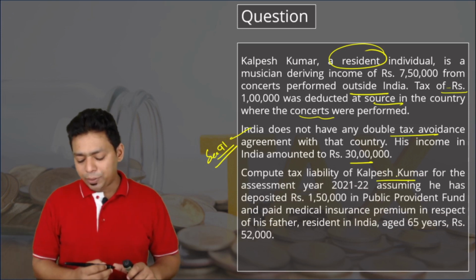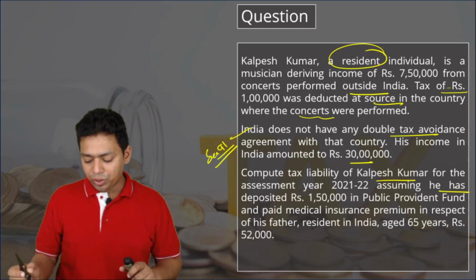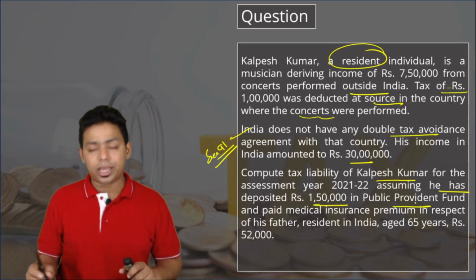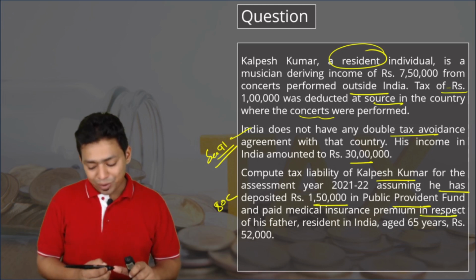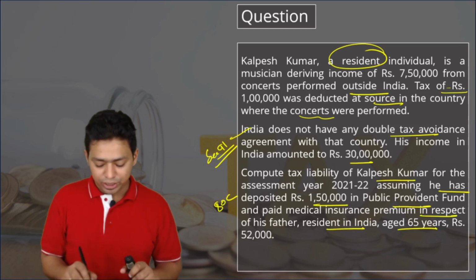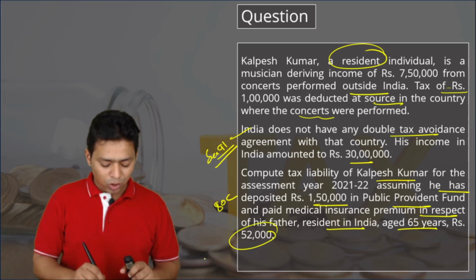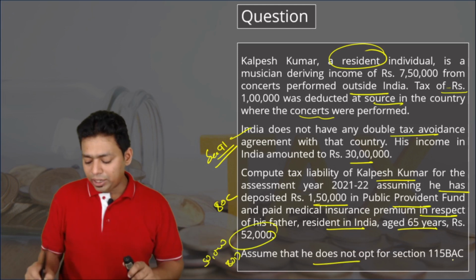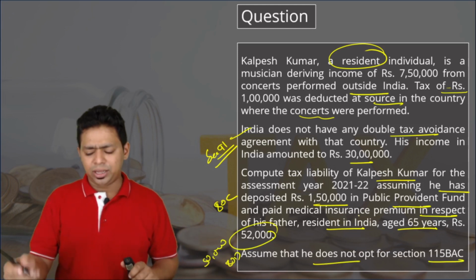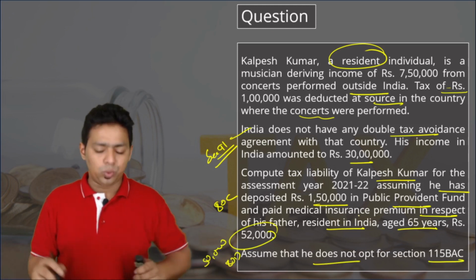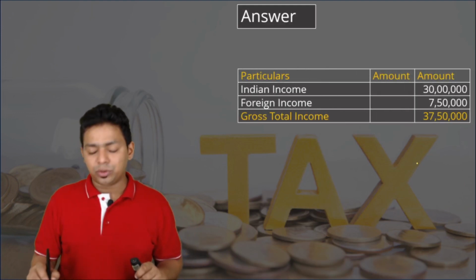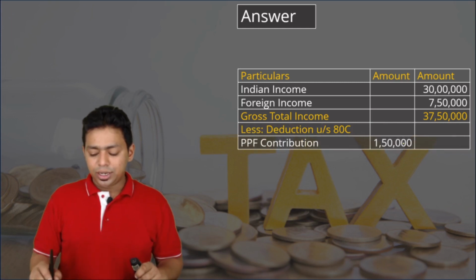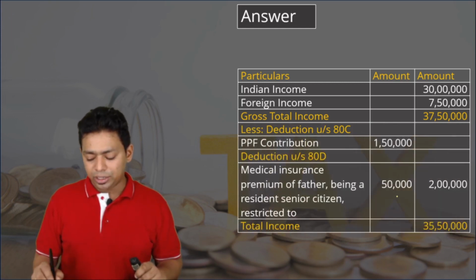Compute the tax liability of Kalpesh Kumar for assessment year 21-22. Assume he has deposited 1 lakh in PPF, so 80C deduction, and paid medical insurance in respect of his father, a resident in India, aged 65 years, of 52,000. 52,000 will not be available; maximum 50,000 will be available under section 80D. Assume that he does not opt for 115BAC, meaning thereby basic slab rates you have to apply. Look at this. So Indian income 30 lakh, foreign income 7 lakh 50,000, gross total income 37 lakh 50,000, deduction 1 lakh 50,000, and in 80D it is 50,000.